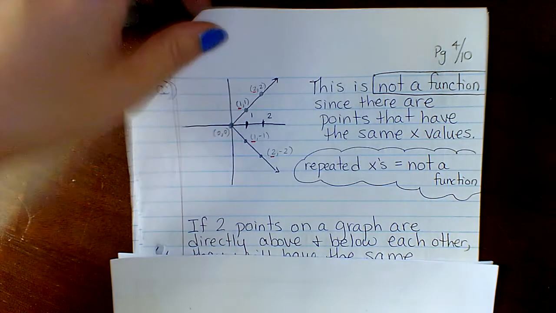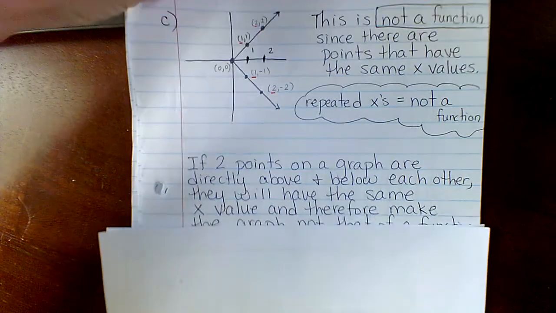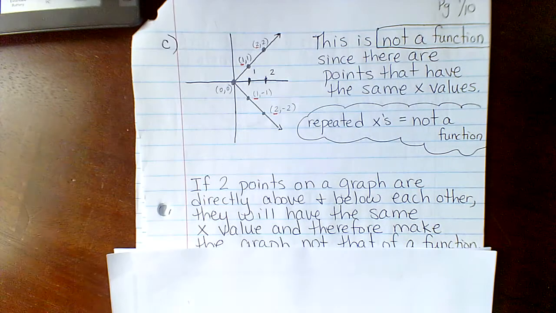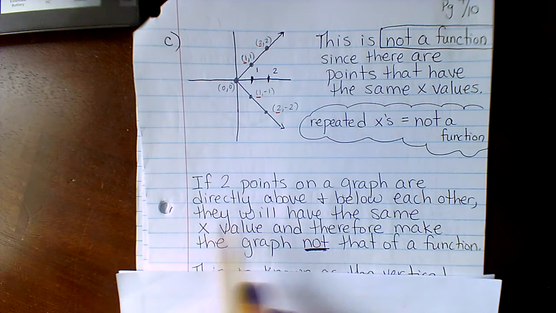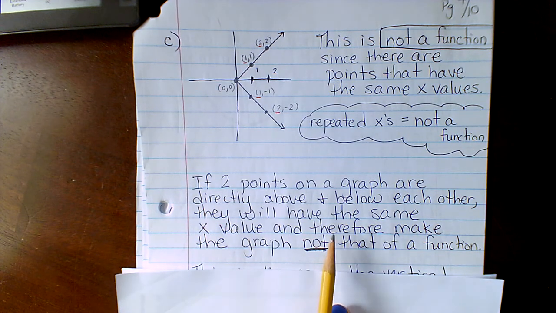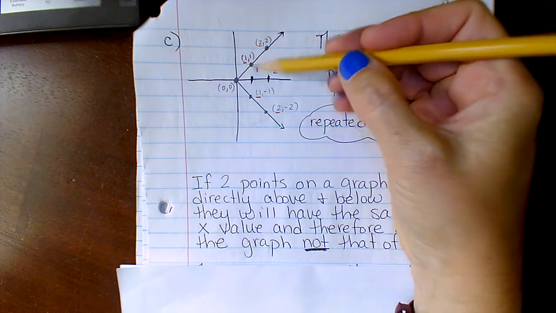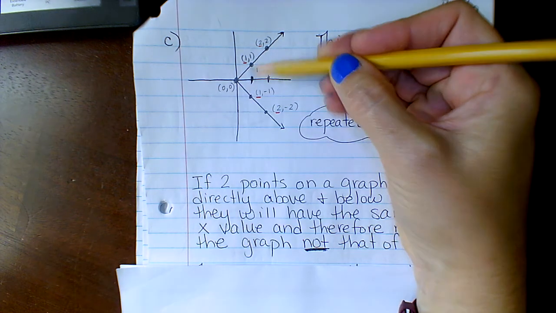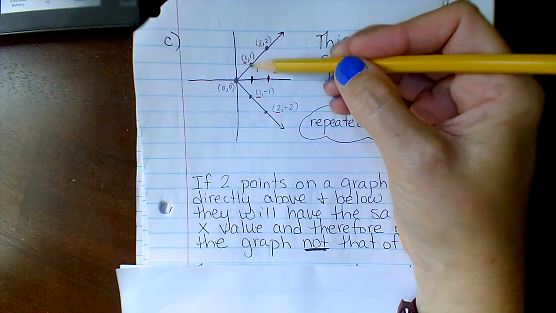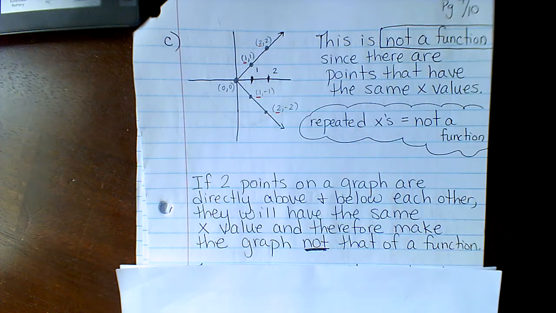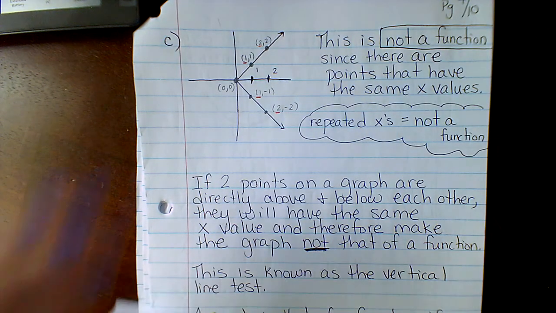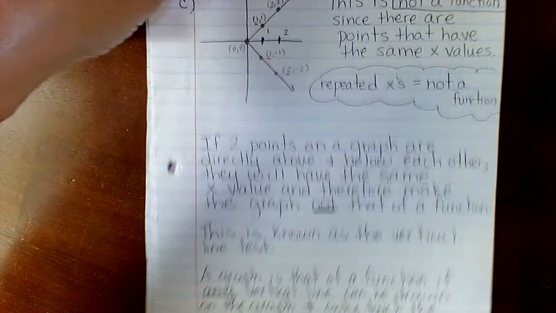Now, this brings up a good point of a shortcut that we can use for determining if something's a function or not. If 2 points on a graph are directly above and below each other, they will have the same x value, and therefore they will make the graph not be a function. So these right here, since they're directly above and below each other, we know they're going to have the same x value. The y value is going to be different, but the x value is going to be the same. This is what's called the vertical line test.